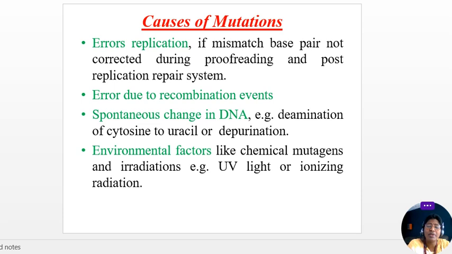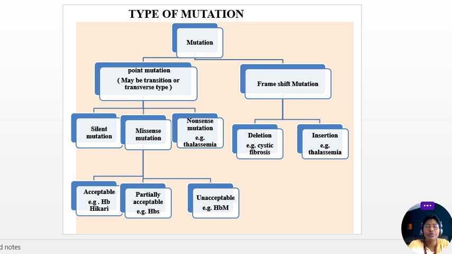And environmental factors like chemical mutagens and irradiations like UV light and ionizing radiation are the other environmental factors that cause mutations. Coming to the types of mutation, we can classify mutations majorly into two types. One is point mutation and the other is frame shift mutation.